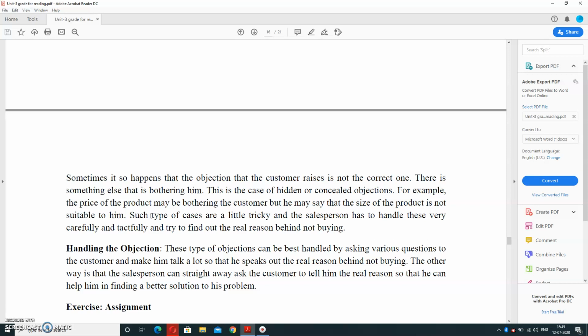Such cases are a little tricky, and a salesperson has to handle such objections very carefully and tactfully, and try to find out the real reason behind not buying the product. This type of objection can be best handled by asking various questions of the customer and making him talk a lot, so that he speaks out the real reason behind not buying the product. The other way is that the salesperson can straight away ask the customer to tell him the real reason, so that he can help him in finding a better solution to the problem.